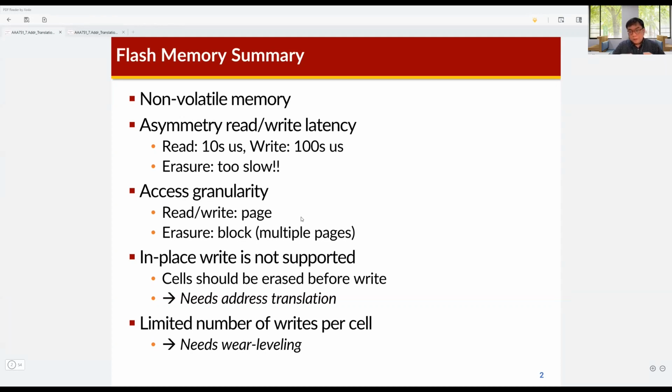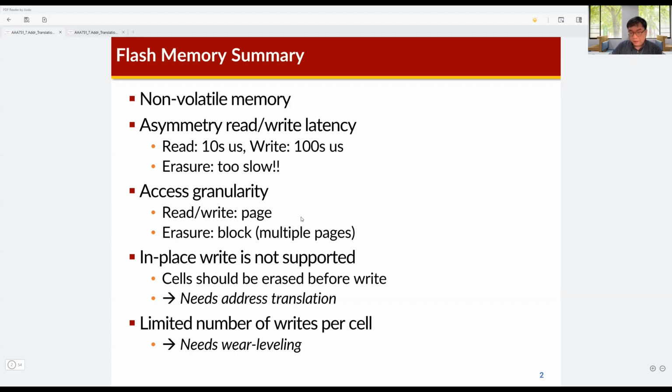Because this write operation is very, very slow, we need to apply some research ideas to these non-volatile memories. That's also true for the other non-volatile memories such as STT-RAM, PRAM, or memristors. So we need to avoid writes to the non-volatile memories, that means we need to reduce the number of writes.